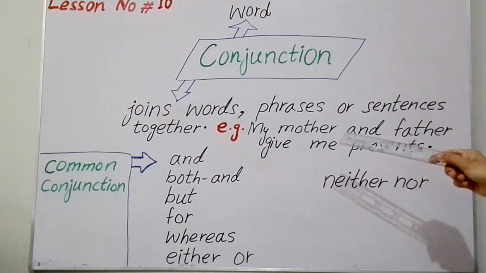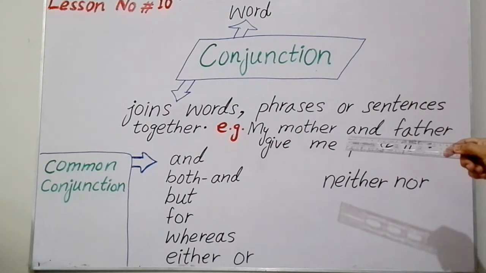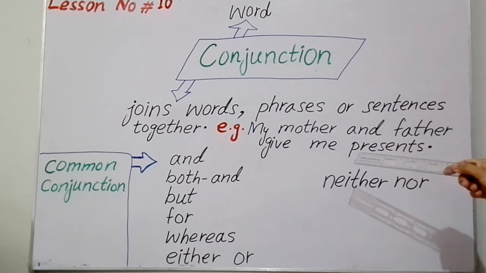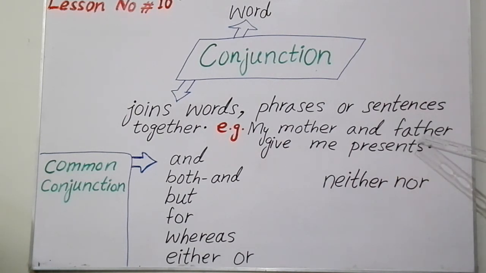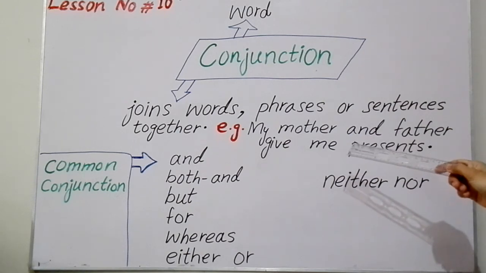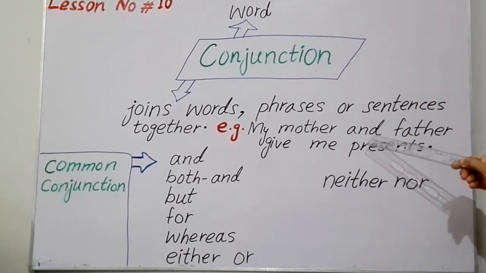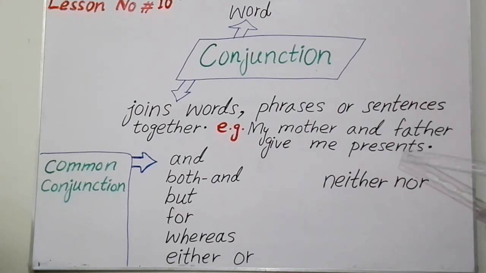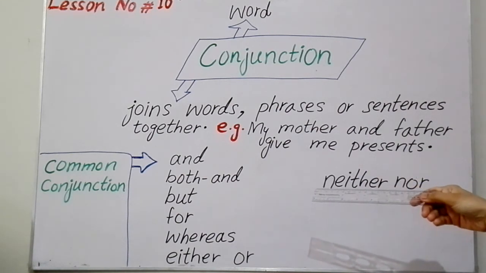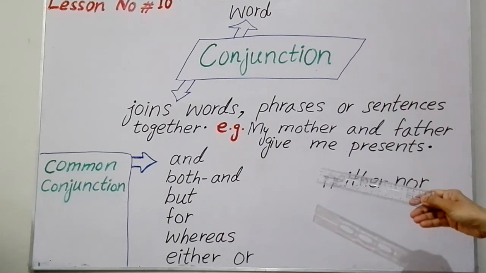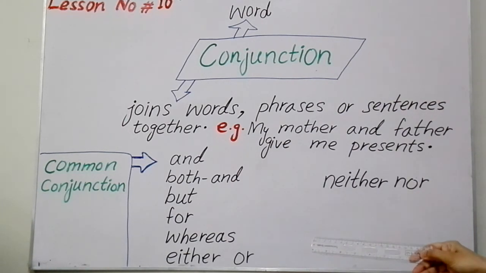Here it is written that conjunction joins words, phrases, or sentences together. An example is: my mother and father give me presents. Here the word and is joining these two parts of the sentence: my mother and father, these are the two parts, and give me presents. It means this word and is joining these two parts. This is called conjunction.